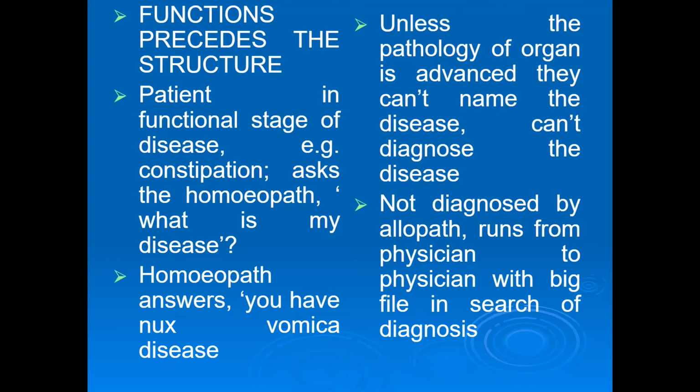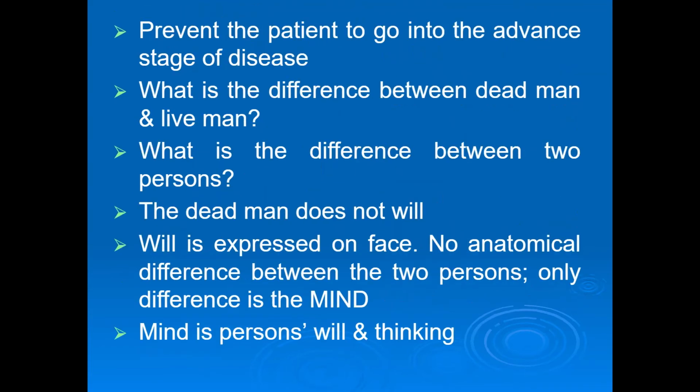So if such a patient goes to a homeopath and asks, doctor, I have constipation, I have restless sleep, I become irritated, I don't move my bowels, what is my disease? The homeopath answers, you have nux vomica disease. And the allopath, if he has not found any peptic ulcer in the gastroscopy, cannot name the disease, but he is in search of the diagnosis.